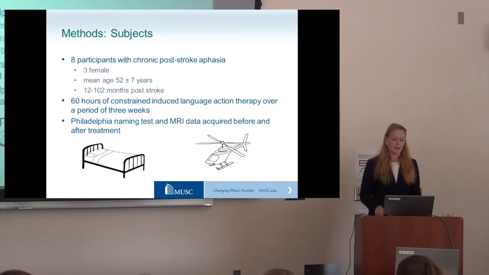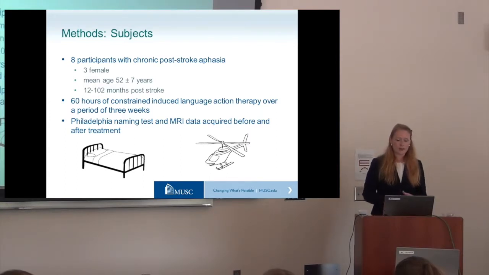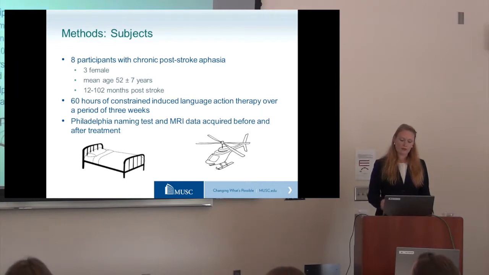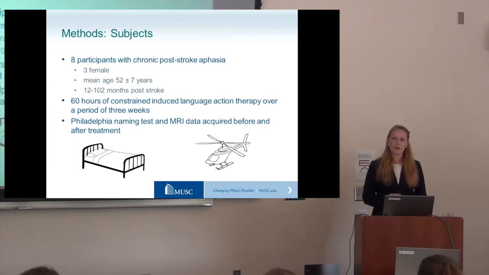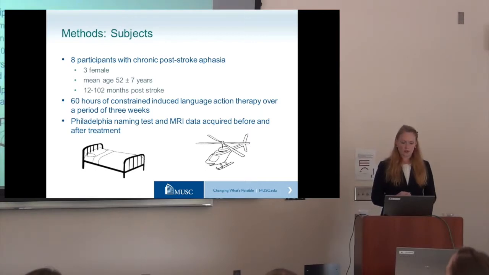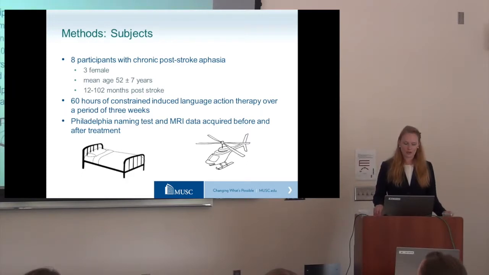So this was some pilot data, and we had 8 participants with chronic post-stroke aphasia, 3 females, 5 males, mean age of 52 years old, and everybody had their stroke at least 1 year prior to acquisition of the images. Every subject underwent 60 hours of constraint-induced language action therapy. I think it was 20 hours a week, 5 sessions of 4 hours.